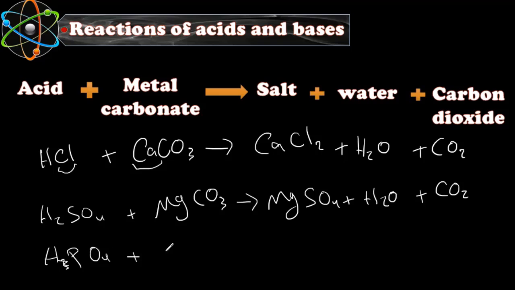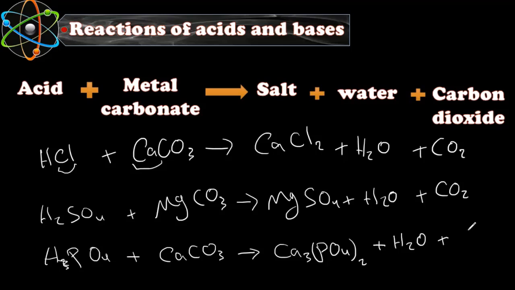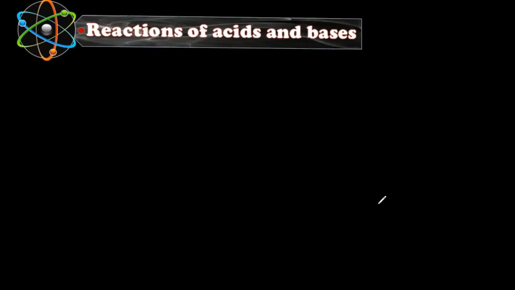This is the last example here, H3PO4 plus calcium carbonate will give us calcium phosphate. Calcium 3, PO4 2, because the oxidation number of calcium is 2 and the oxidation number of phosphate is 3. Calcium will take the oxidation number of phosphate and phosphate will take the oxidation number of calcium, plus H2O plus CO2. So this is the reaction of acid plus metal carbonate.